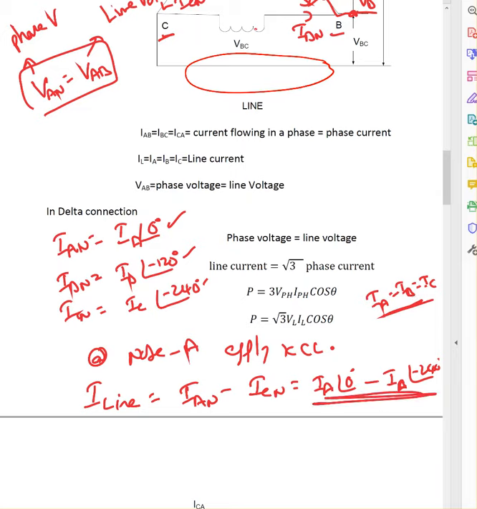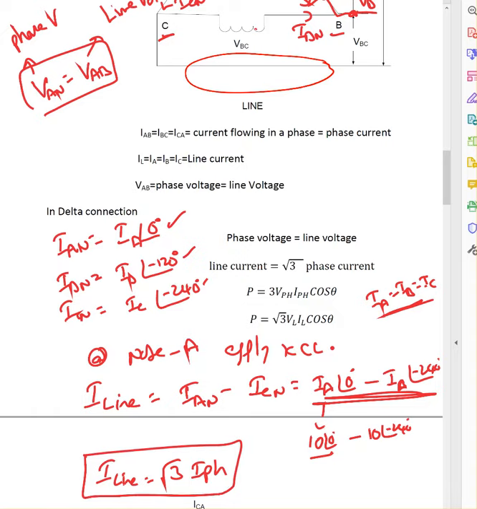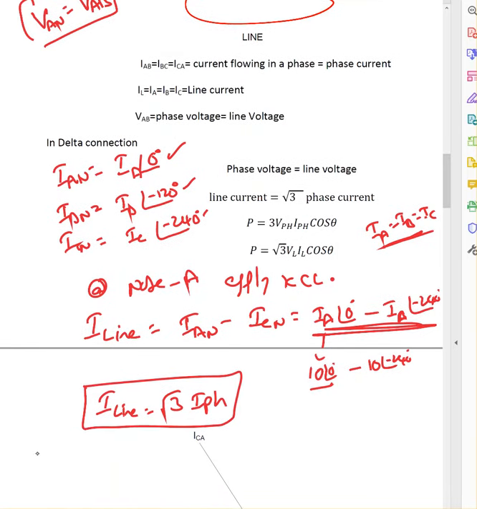So if you solve this, if you want to take this as a magnitude 10 at an angle of 0 minus 10 at an angle of minus 240, and convert this polar format into rectangular, you will find I line equals square root 3 times I phase. Okay, this is the important point. Another important point is I line lags I phase by 30 degrees. So when you solve this, you will see the difference is 30 degrees. I line lags I phase by 30 degrees.